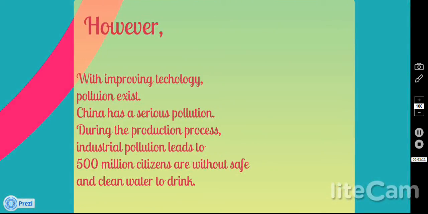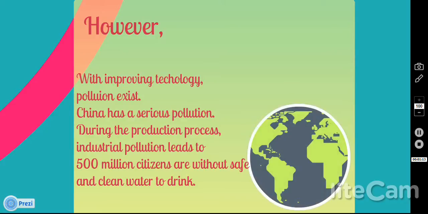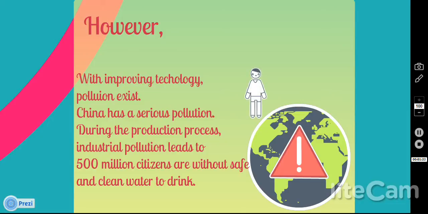However, at the same time, with improving technology, pollution exists. For example, China has serious pollution. During the production process, industrial pollution leaves 500 million citizens without safe and clean water to drink.